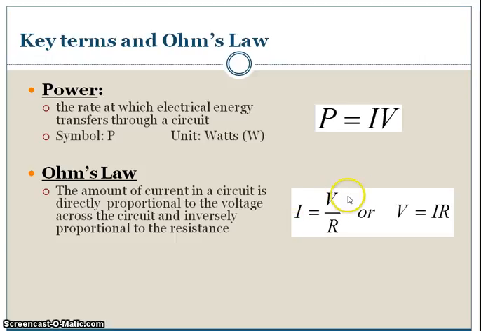So that means if you have more batteries, more voltage in your circuit, you'll have more current, and the bulbs will typically be brighter. But it's inversely related to resistance. So that means that if there's a higher resistance, then you'll actually have a lower current. It's more difficult for those electric charges to move. But if you have a lower resistance, you'll have a higher current.